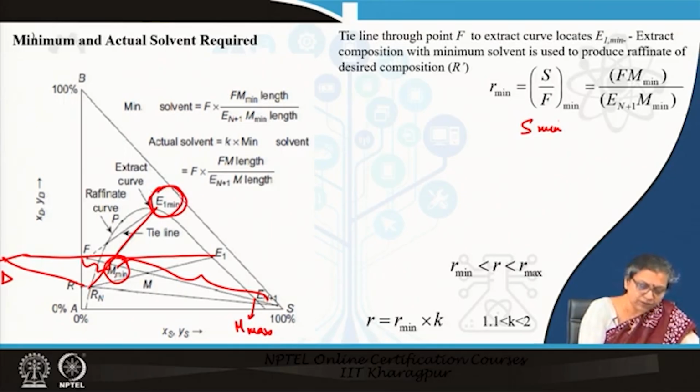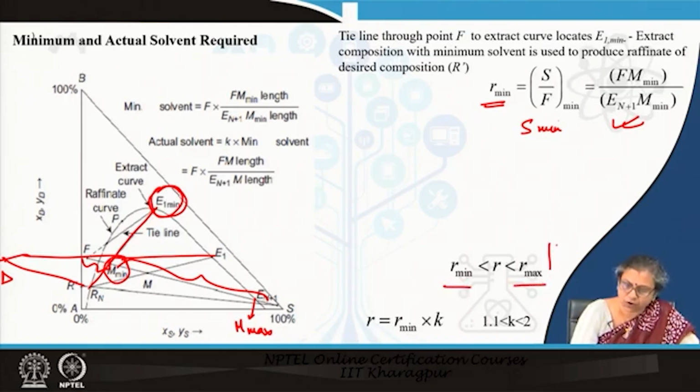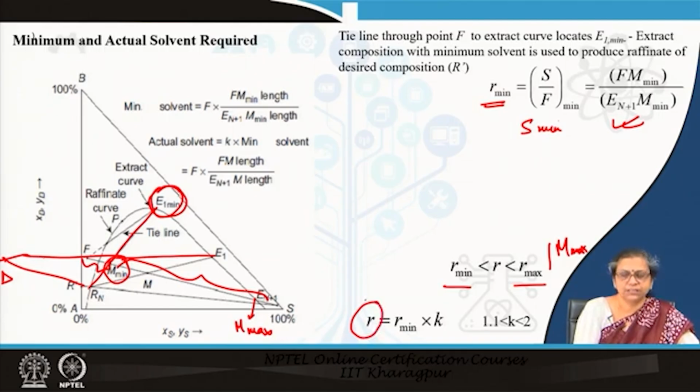Normally what we do? We find out M minimum, and then from M minimum we find out S by F minimum by the lengths as I have shown you. Once you have located R minimum, you have to find out R which lies between R minimum and R maximum, corresponding to M maximum which lies on the extract curve. Usually the actual amount of solvent that we take is around 1.1 to 2 times of the R minimum, or the solvent corresponding to the minimum point.